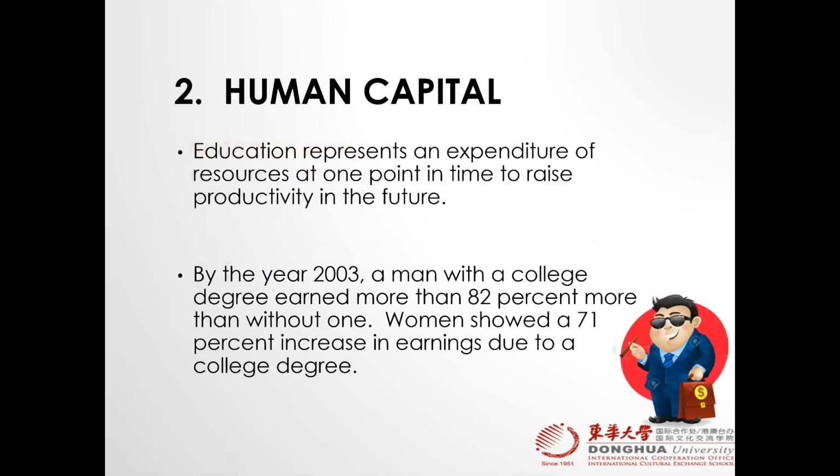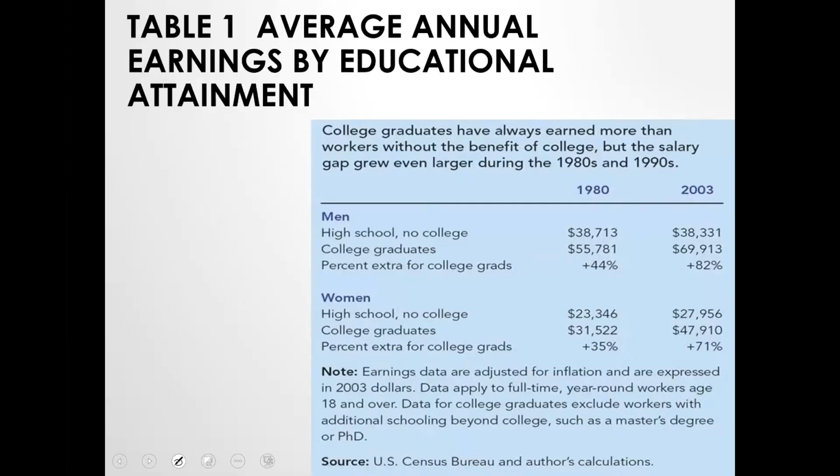Higher the education, we have higher salaries because education represents expenditure. Why? Because it can increase the productivity of your job in future. It will give you a new way of thinking to do the job, right? So by the year 2003, a man with a college degree earned 82% more salary than those without one. Similarly, women earned a 71% increase in earnings due to college degrees.